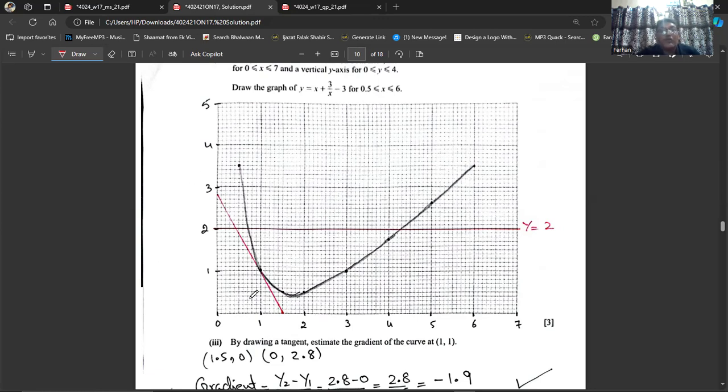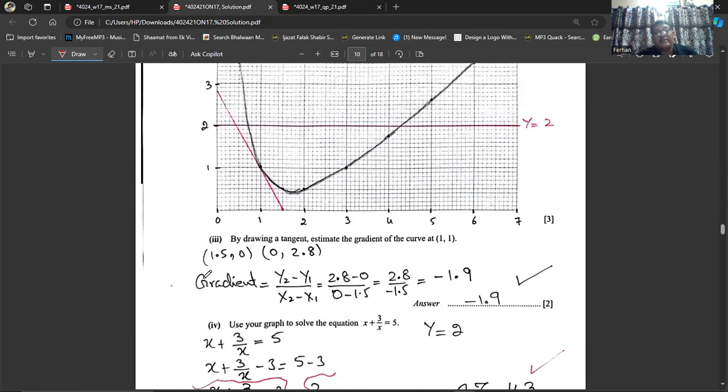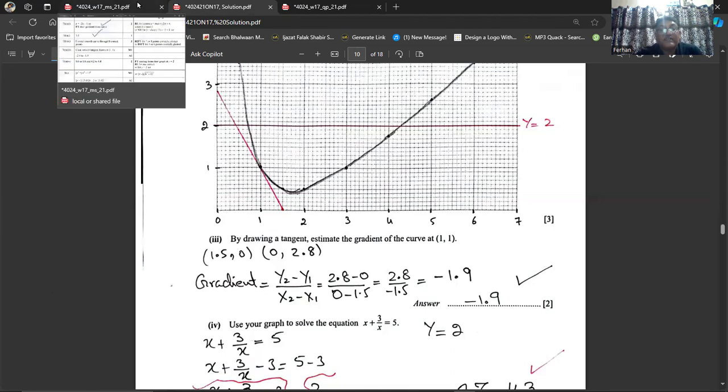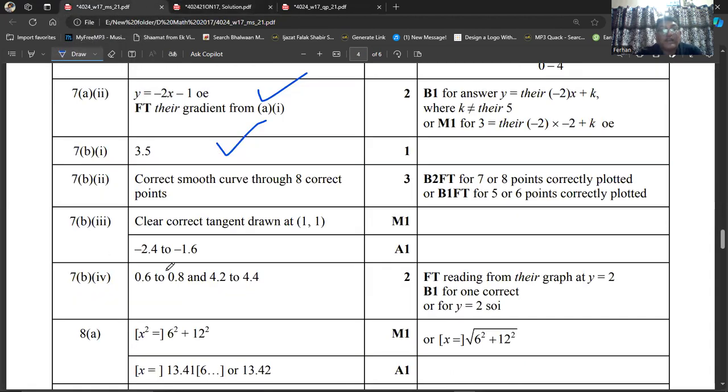Then I will take 2 points on this tangent. For example, I will take 1.5, 0 and 0, 2.8. Then I will find the gradient by using these 2 points. The gradient is y2 minus y1 divided by x2 minus x1. So you will have 2.8 minus 0 divided by 0 minus 1.5. So it will be 2.8 divided by minus 1.5, and that will be minus 1.9. So the gradient of this tangent is minus 1.9.